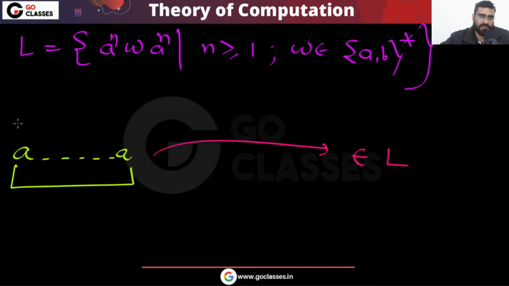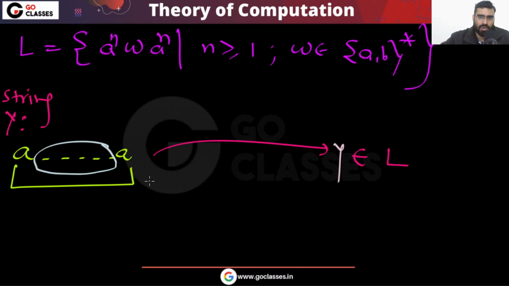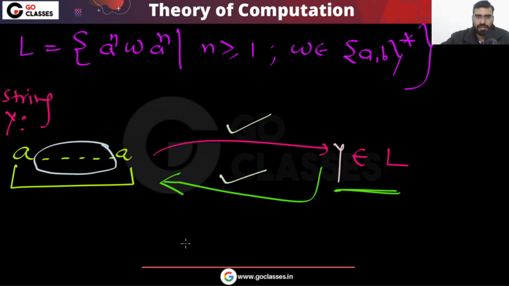For example, if you have some string y like this, then y will belong to L. Because you can consider this entire part as w. So in this situation y will belong to L, and if y belongs to L, then definitely it will have this format. So this is if and only if. If your string has this format, it will belong to L.